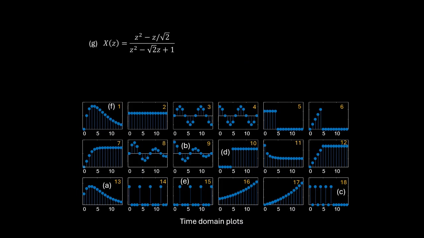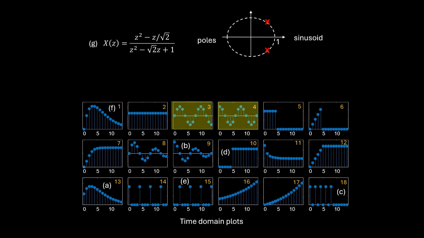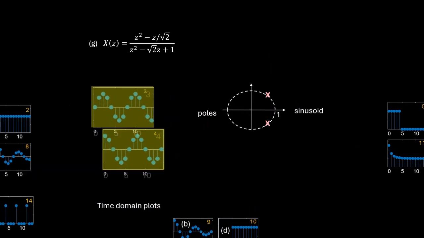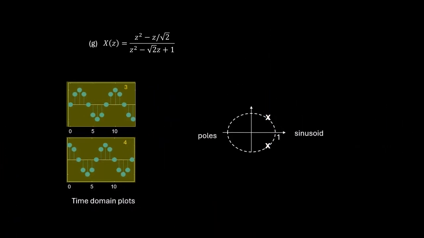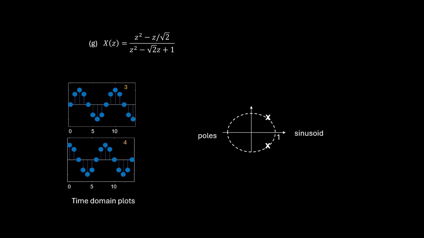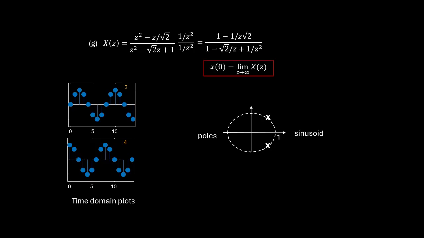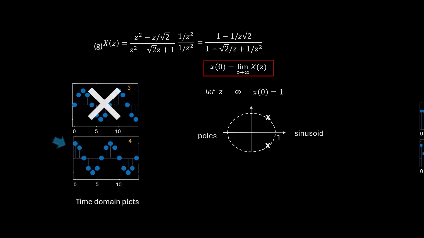For part G, we will once again concentrate on the poles by calculating the roots of the polynomial on the bottom and realize that they lie on the unit circle, complex conjugated. So that's a sinusoid. In order to discern between the two candidate plots, we will be using the initial value theorem again. By evaluating at z equals infinity, we can see that x of 0 is equal to 1, that is plot number 4.